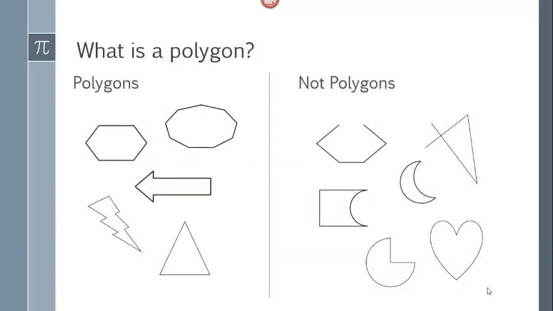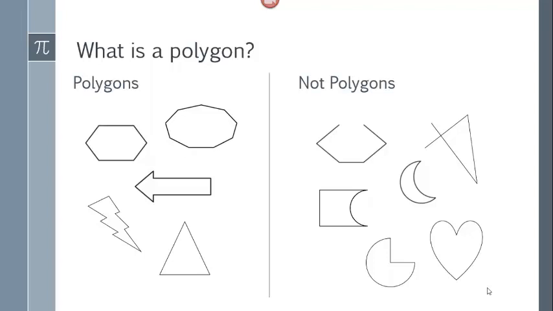So first of all, what is a polygon? You probably remember from middle school talking about polygons. If you take a look at the figures on the left, those are all examples of polygons. The ones on the right are not. So now take a minute to think about what is common to the figures on the left, and what about the figures on the right makes them not polygons.